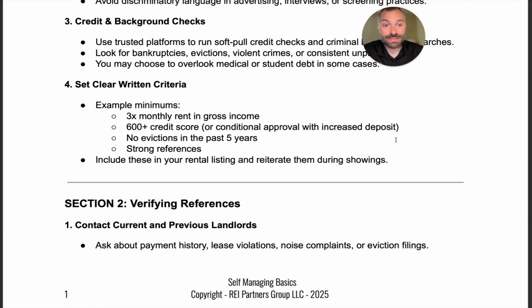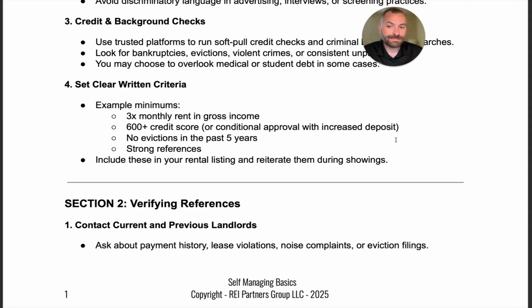And then check references. You want to check references with both the previous landlords, if they have any, and their job, to make sure their job is secure and to make sure there's no crazy things going on there. Just realize that people, if they're going to say nothing, that's usually saying something. And if they talk negative, there might be some beef that happened between them in the past, but just take it at face value.